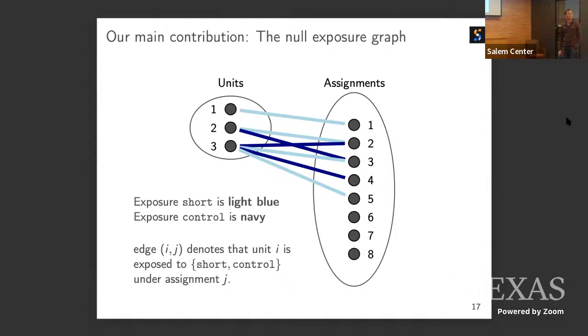Okay, but I'm thinking there should be a dark line between unit 2 and assignment 2, right? So completely forget about the colors. The colors are basically telling me what the balance between these 2 types of exposures is, and that balance is going to dictate how powerful the test is. But simply the fact that these edges exist between 2 and 2, 2 and 3, 3 and 2, and 3 and 3, that's all I need. If I condition on this biclique, then my null hypothesis is sharp, and then I'm good to go.